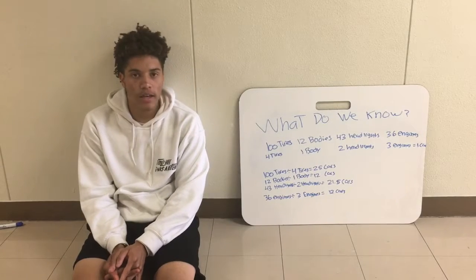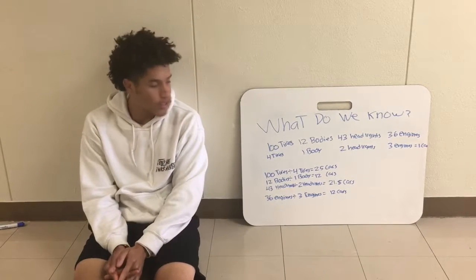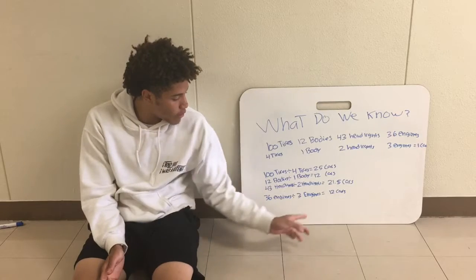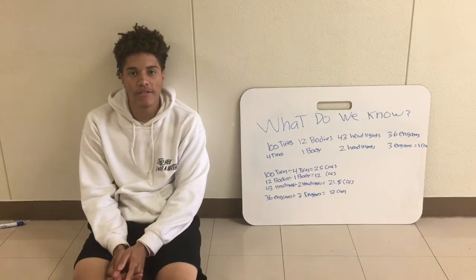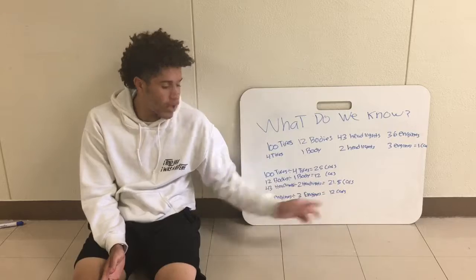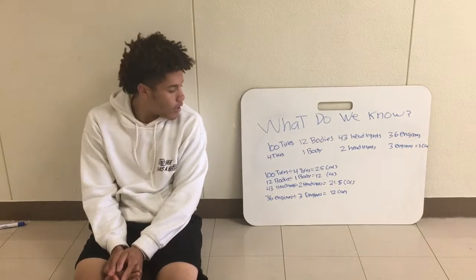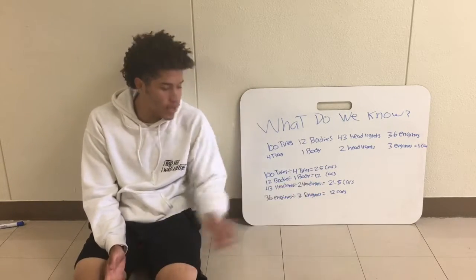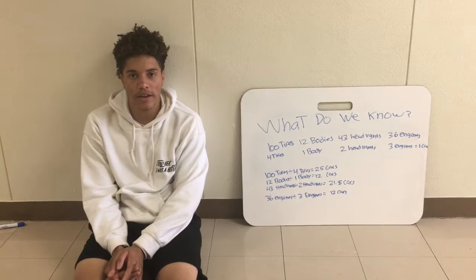So next, we try to find out the limiting and excess reactants. The limiting reactants are going to be the engines and the bodies, due to the fact that they both have 12 and they are stopping the reaction from happening. And the headlights and tires are excess, meaning there's extra.